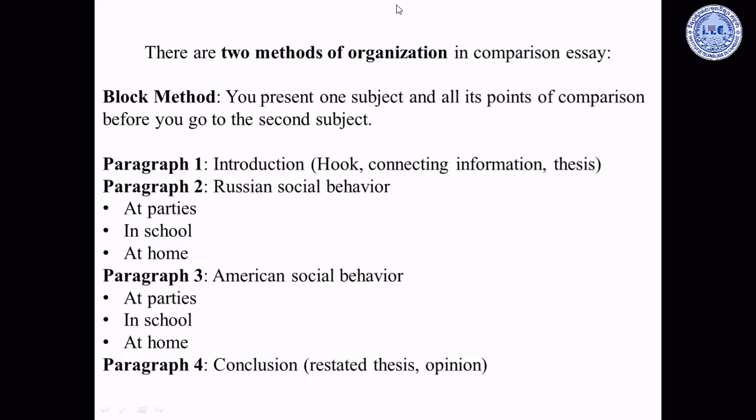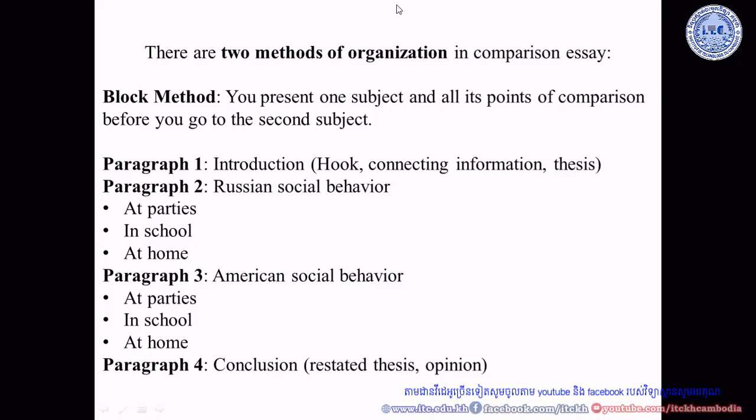Let's move on to another part, which is about organization in a comparison essay. There are 2 methods of organization in a comparison essay. First of all, the block method. In this method, you have to present one subject and all its points of comparison before you move on to the second subject. Let's see the example. Paragraph 1, of course, is the introductory paragraph. It has a hook, connecting information, and a thesis.